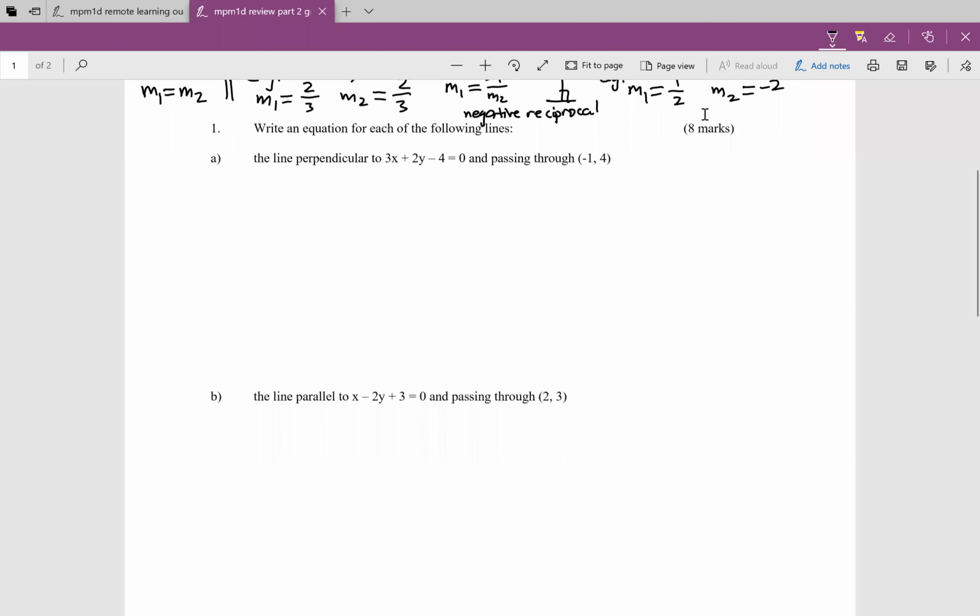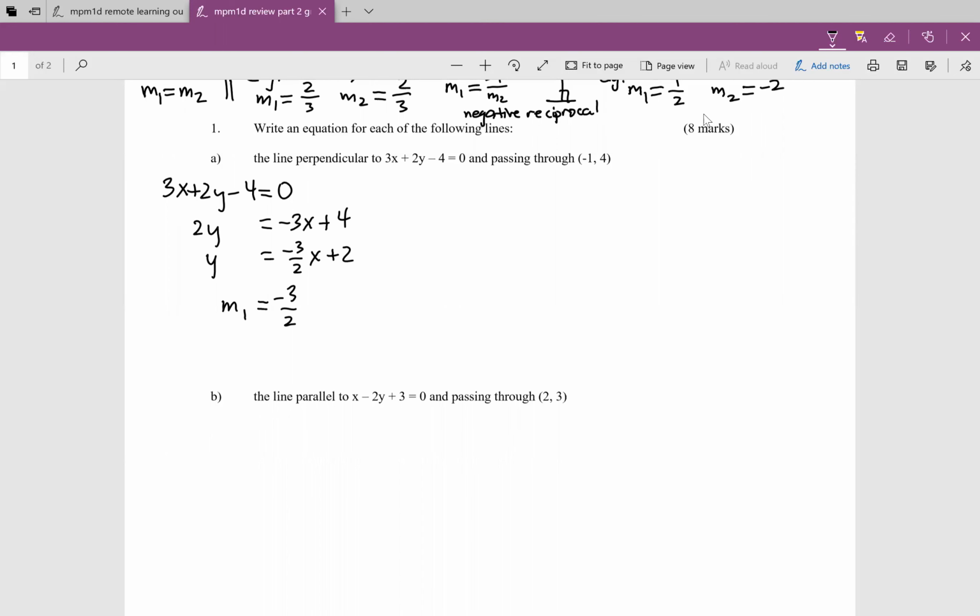Let's move to some algebraic questions, though. Write an equation for each of the following lines. The line that's perpendicular to 3x plus 2y minus 4 equals 0 and passes through the point (-1, 4). So what we probably have to do, first of all, as a strategy, is find the slope of the original line, then find the slope of the new line. And the original line is an equation in standard form. So chances are we're going to rewrite this equation in terms of y equals mx plus b. So if we subtract 3x and add 4 to both sides, we're not finished yet. We have to solve for y. y equals -3 over 2 x plus 2. The slope of this line is -3 over 2.